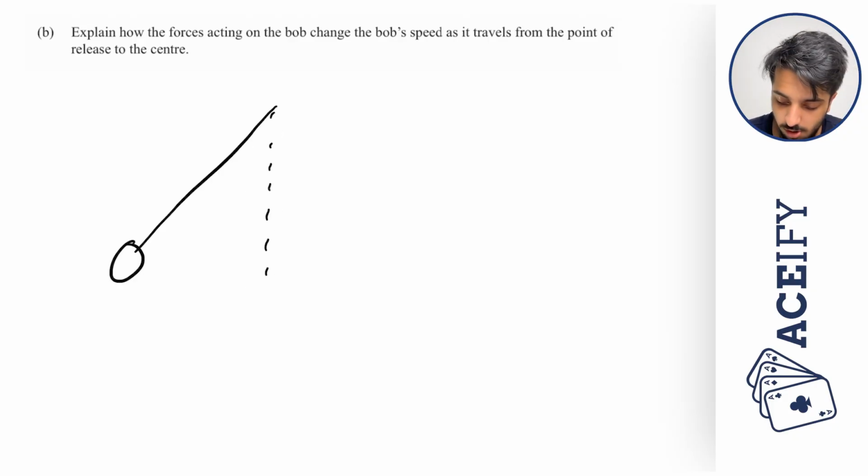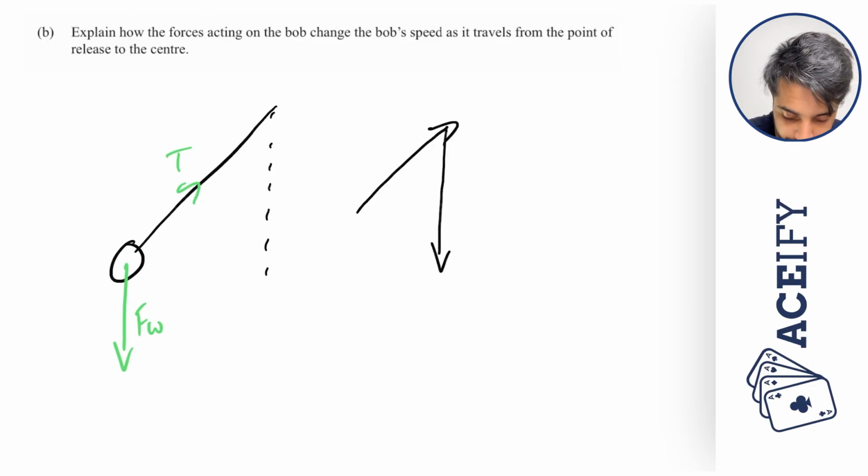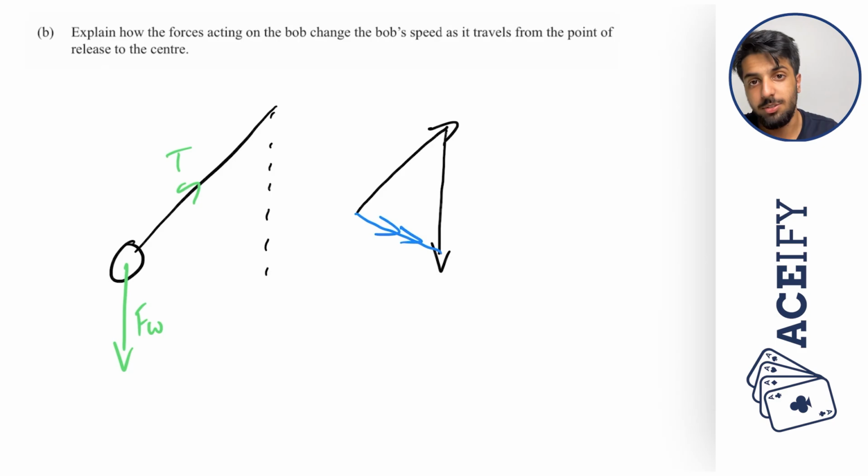We know that on the bob there is going to be a weight force acting down, and there's also going to be a tension force up the string. And so therefore, using our vectors, we have a tension force up here, a weight force coming down, and as you can see, there is a resultant vector. This is our restoring force. Now, at the point of release, the bob is going to be stationary for a hair of a second, and then that restoring force is going to cause the bob to accelerate, making the velocity of the bob increase.